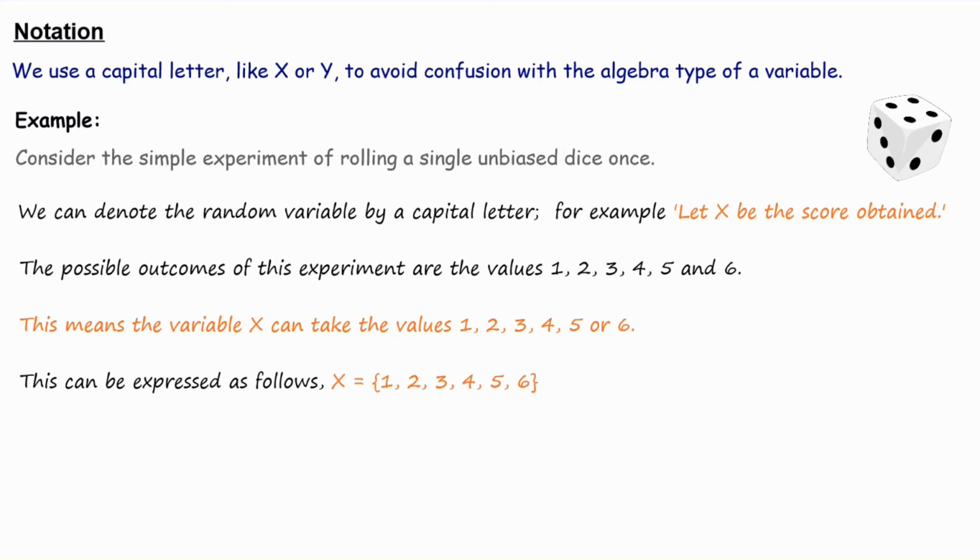So the possible outcomes of this experiment are 1, 2, 3, 4, 5, and 6. Those are the faces of that dice. This means that the variable X can take the values 1, 2, 3, 4, 5, or 6, and this can be expressed in set notation.